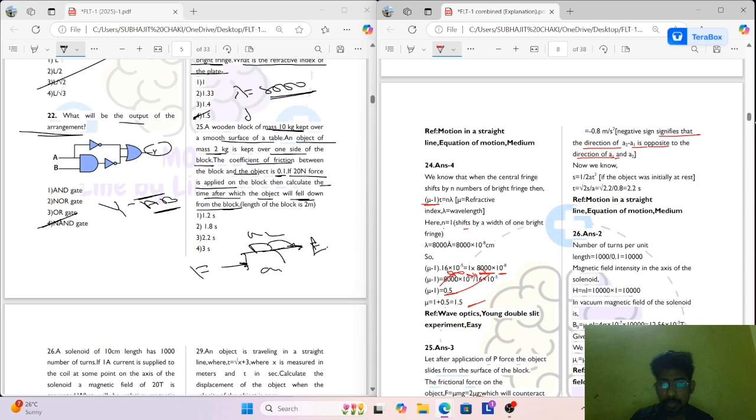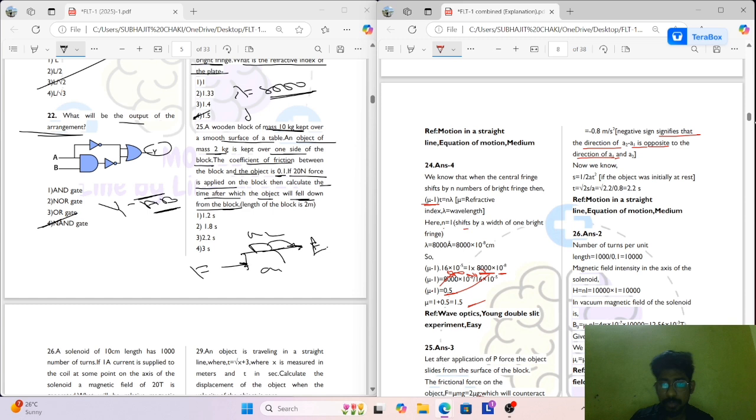20,000 divided by 12.56. Take it as 12.5. 12.5 into 16 you will get 200, 1600 you will get around. So if it is 12.56, the answer will be less than 1600. Therefore the answer will be equal to 1592. Okay, not 1600, 1592.